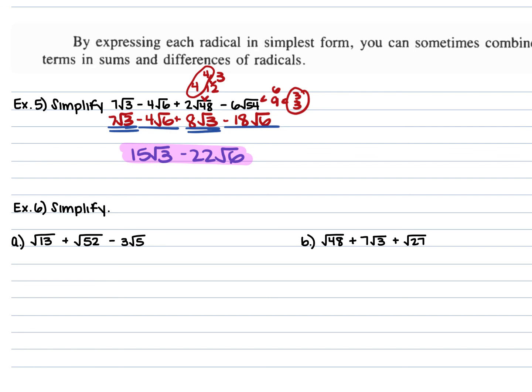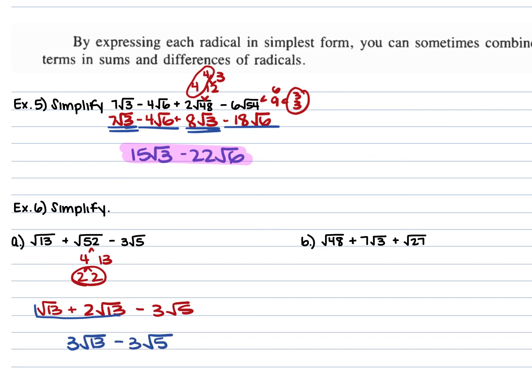For example 6a, we have the square root of 13 plus the square root of 52 minus 3 square root 5. That square root of 52 we can simplify. We can divide it by 4. We get 4 times 13. The 4 is 2 times 2. Those two 2's pair up. So this is the square root of 13 plus 2 square root 13 minus 3 square root 5. The square root 13 plus 2 square root 13 we will combine. 1 plus 2 gives us 3 square root 13 minus 3 square root 5.